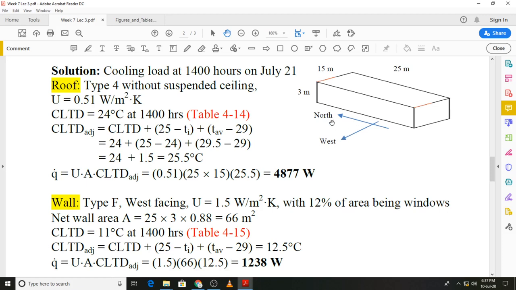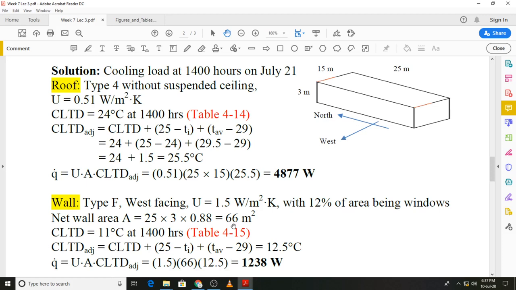So we multiply the area of the wall, the gross area, that is 25 into 3 square meters, by 0.88, and that is the net wall area. So you can see that it has been worked out as 66 square meters. Once again we will need the value of CLTD for this type F wall, which is west facing at 1400 hours, and that is obtained from table 4-15. Once we have got that value, again we will find out CLTD adjusted and then calculate the heat gain for the wall.